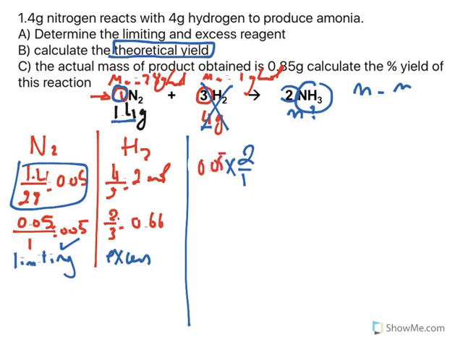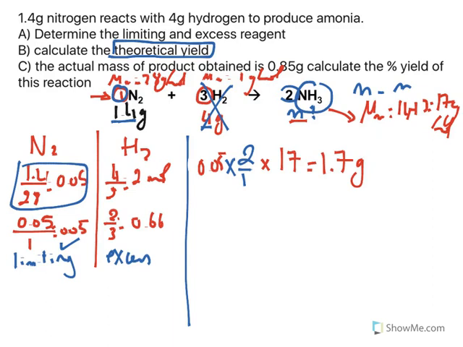If I stop here, I will be finding the mole of NH3, but the question asks for the mass. So again, I have to multiply by the molar mass of this one, which is 14 plus 3, 17 gram per mole. So multiplied by 17. And the answer is going to be 1.7 gram. This is the theoretical yield.